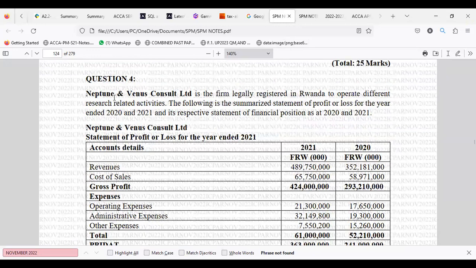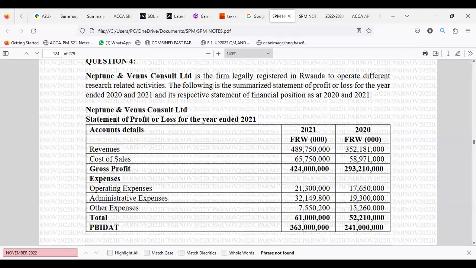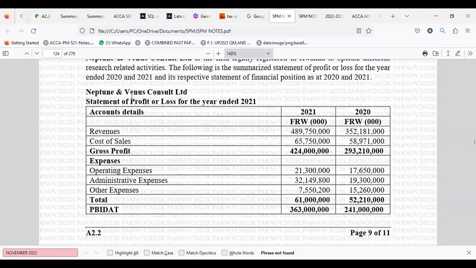Neptune's and Venus Consult Limited is a firm legally registered in Rwanda to operate different research-related activities. The following is a summarized statement of profit or loss for the years ended 2020 and 2021 and its respective statement of financial position as at 2020 and 2021. So there is Neptune, and then there is Venus Consult. Statement of profit or loss for the year ended 2021.